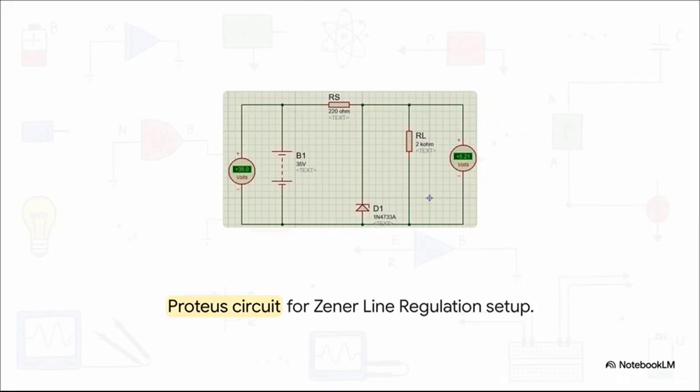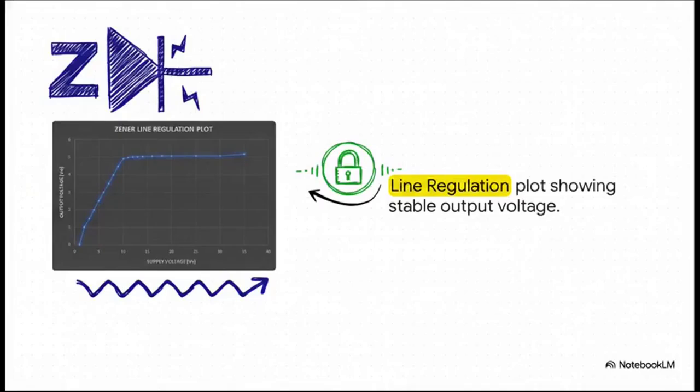We adjust the input voltage, dialing it all the way up to 35 volts, just to see if the Zener can handle the pressure and keep the output completely steady. And boom, here is the payoff. When we plot this out, our supply voltage is soaring from 0 up to 35 volts. But look at the output voltage.